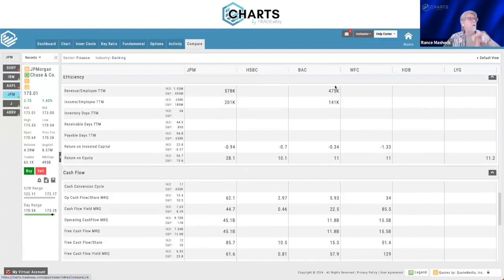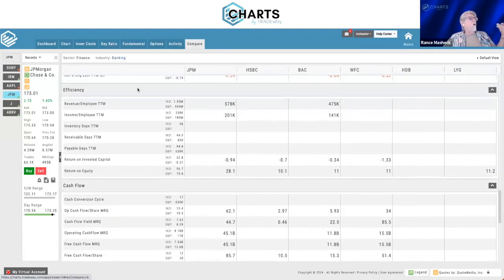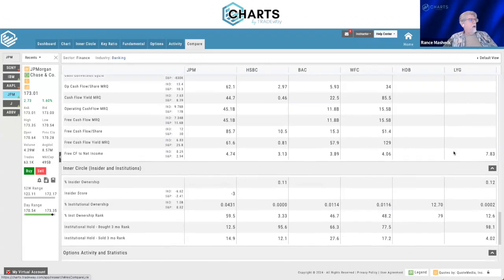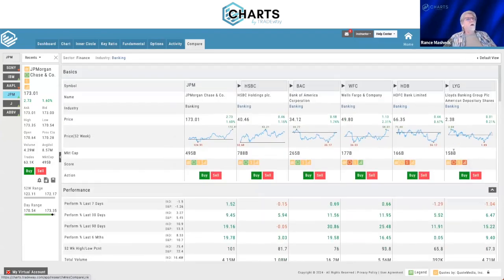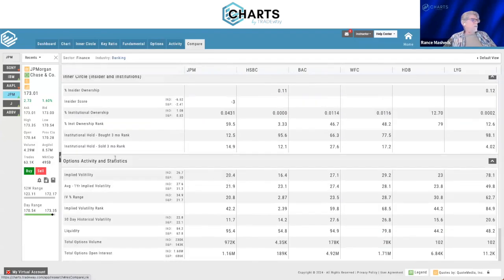Now, not every company reports, especially among the banks, not all of them report revenue per employee and all that. If they don't have it, we don't show it, obviously, but it's showing you where things are on this. And by the way, down here at the bottom, option stats across those as well. So you can see that.